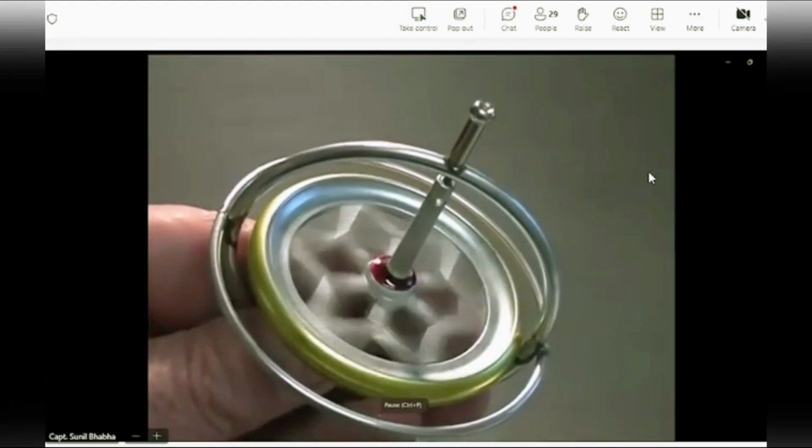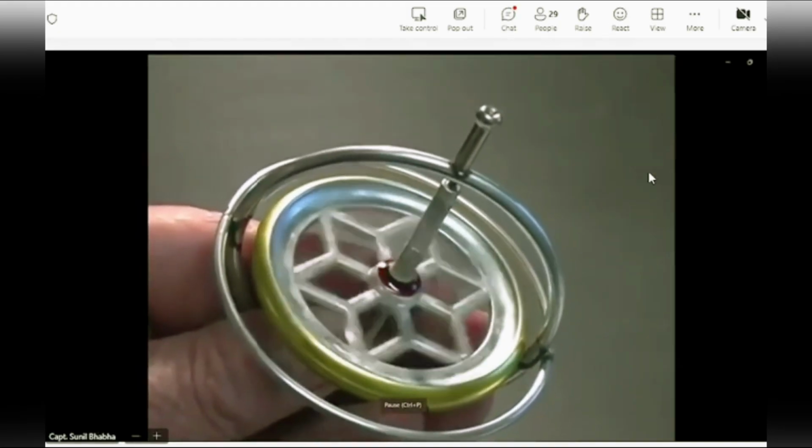This is a gyroscope. It consists of a metal wheel mounted on an axle.